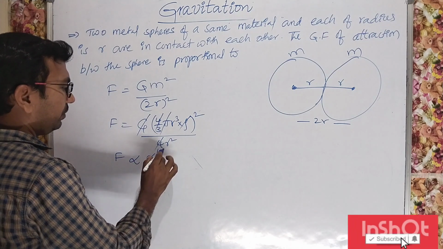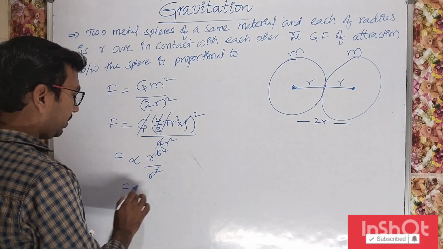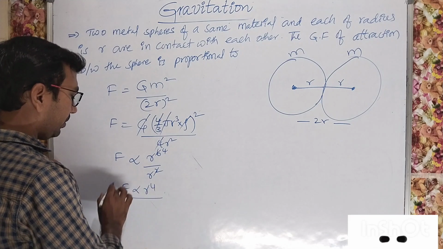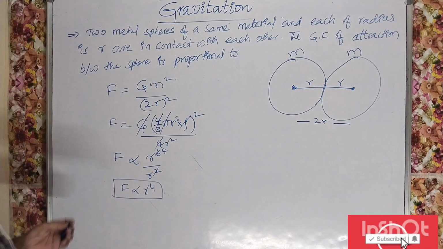So 2 1 here, force cancels. So F is proportional to r to the power of 4.